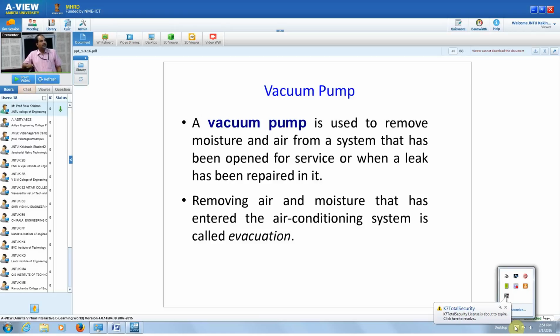Removing air and moisture that has entered the air conditioning system is called evacuation. Right? It is called evacuation. You have to remove the air or any moisture inside. That process is called evacuation. Next slide.